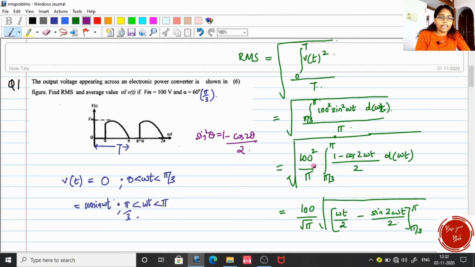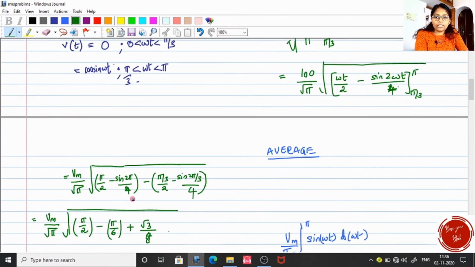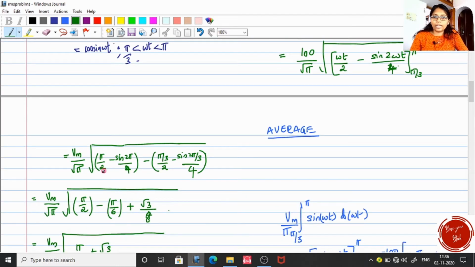Next step, 100 square by pi is taken outside the square root, so it becomes 100 by root pi. And this integration stays inside the root itself. So the integral of half is omega t by 2, and the integral of cos 2 omega t by 2 is sin 2 omega t by 4. Now take the limits: upper limit minus lower limit. So pi by 2 minus sin 2 pi divided by 4, minus the lower limit, which is pi by 3.